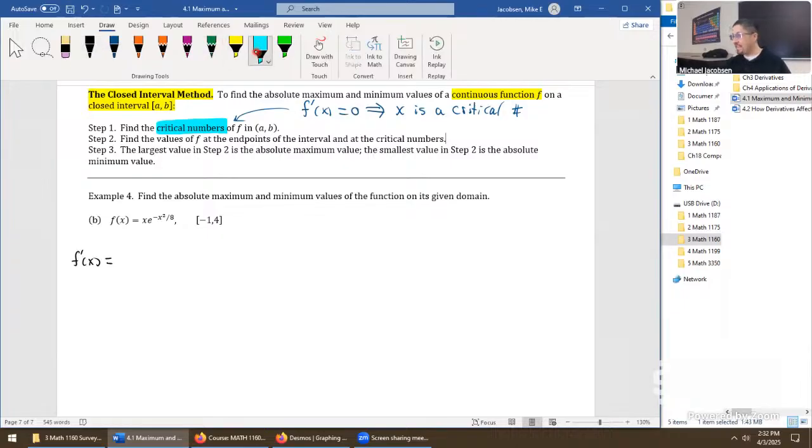Now notice this is not a nice derivative by any means. It's not terrible, but we still want to be careful with this thing. Very first relevant rule is product rule. So let's start by organizing and saying this derivative is going to be the derivative of x, just a 1 there, times e to the negative x squared over 8 plus x times, this is the not as nice step, e to the negative x squared over 8 prime.